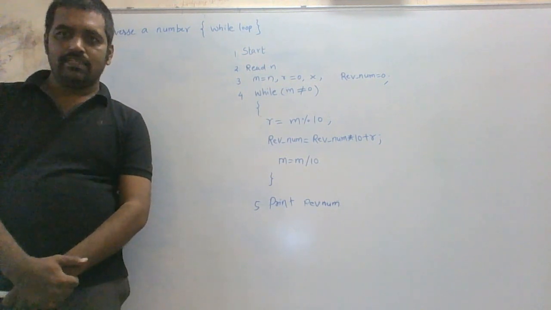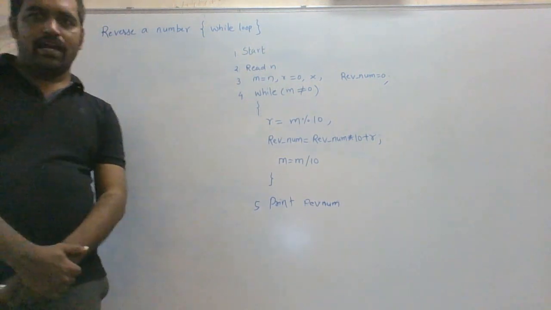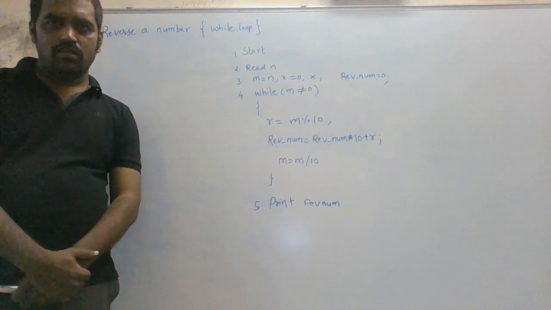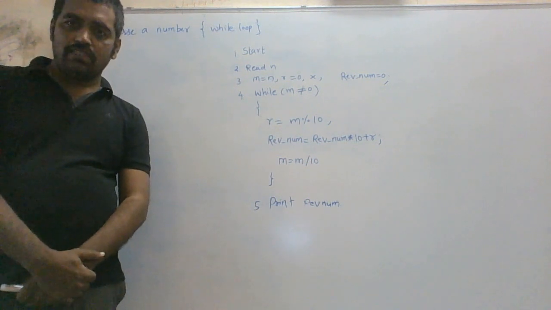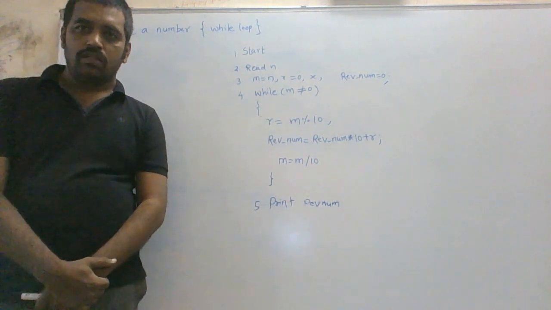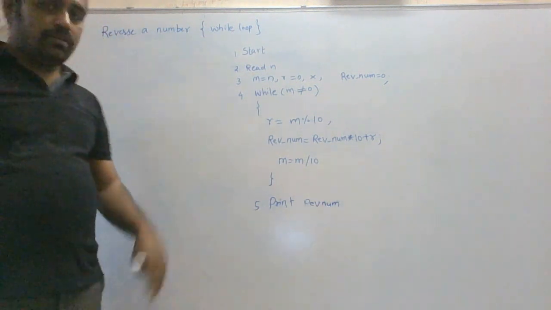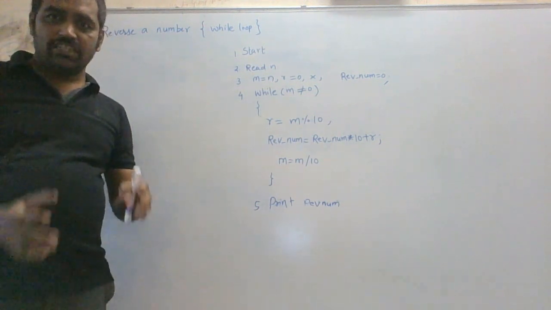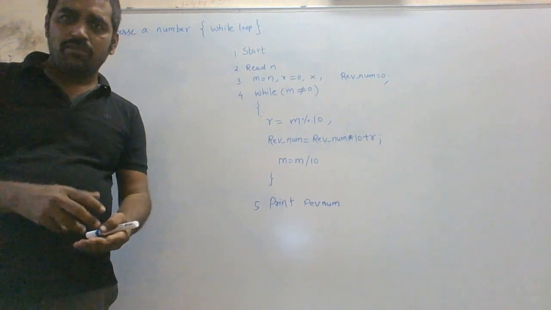Friends, in the last lecture we discussed the while loop, the format of the while loop and two programming examples on the while loop. Let us move ahead and discuss one tricky program on the while loop. The program is reverse a number. We will consider one number and reverse it, and the reverse number will be printed.